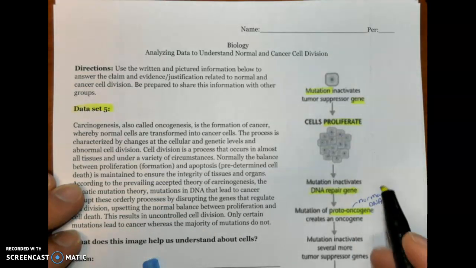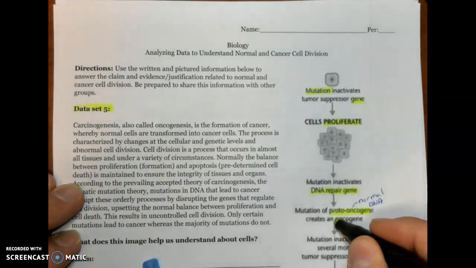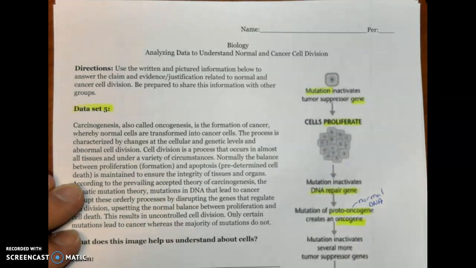When these become changed, they can become what is known as an oncogene. And an oncogene can kind of be thought of as pre-cancer cells. So they're not cancer yet, but they're set up to become cancer cells. So a normal person has proto-oncogenes in their DNA, but after mutations, they would become oncogenes or pre-cancer cells.